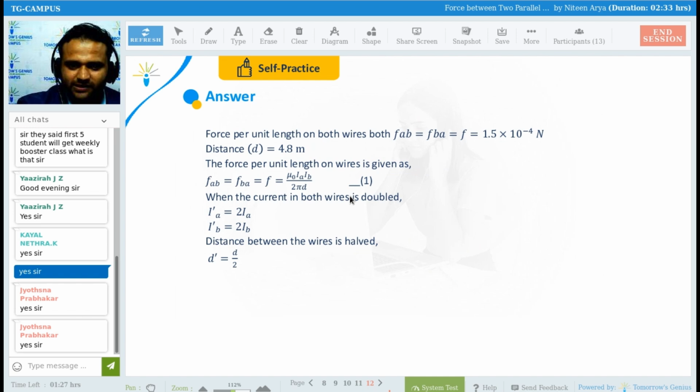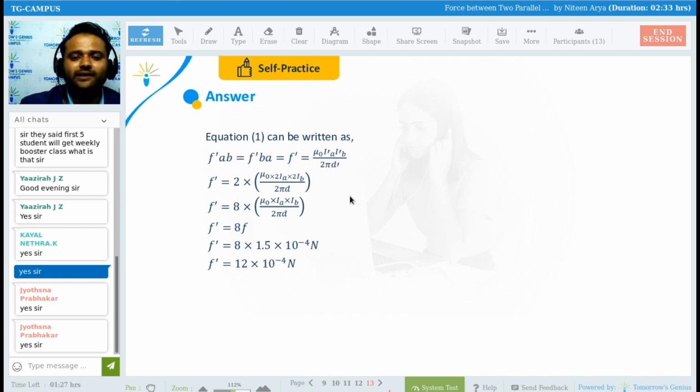Okay, so as I already discussed, F_AB equals mu naught I_A I_B by 2 pi d per unit length. If I prime A equals 2I_A, I prime B equals 2I_B, and d prime equals d by 2, then 2 into 2 is 4, 4 into 2 is 8. So it is 8 times F, nothing more than that. And you just need to multiply 8 into 1.5 and that is your correct answer. Even in this you don't need to take 1 minute.